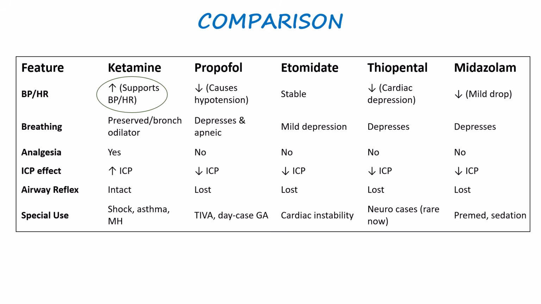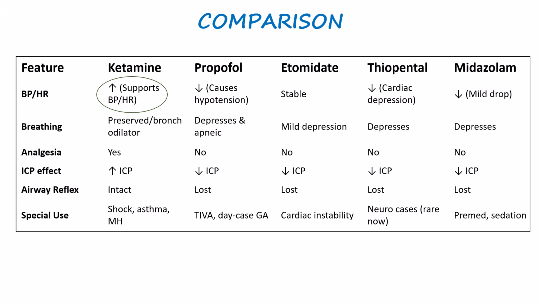Now, if we compare ketamine to other induction drugs, ketamine stands out because it supports blood pressure and heart rate instead of lowering them. This is especially important in patients who are in shock, trauma, or sepsis, where using agents like propofol or thiopental could cause a dangerous drop in blood pressure. In contrast, propofol causes vasodilation and cardiac depression, making it unsuitable for unstable patients. Etomidate is more stable than propofol but can suppress adrenal function, which may be harmful in septic patients over time.